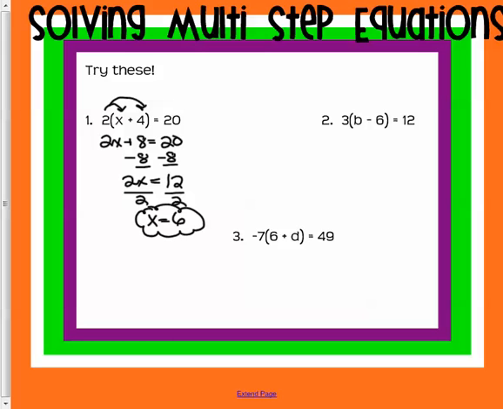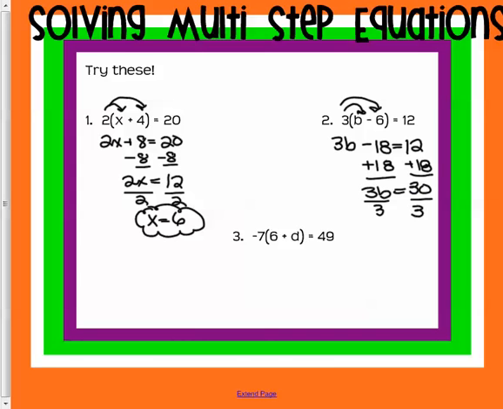Okay, in the next one, you're going to distribute the 3 to both of these. So you get 3b minus 18. Not a positive because that's a negative 6. And then that equals 12. So add 18 to both sides. And on this side, we have 12 plus 18 is 30, equaling our 3b. Divide by 3 to get the b by itself, and b equals 10.